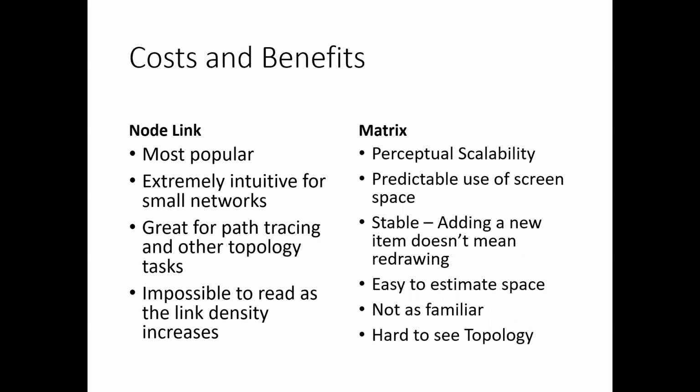The matrix is great for perceptual scalability, and it's actually one of the easier tools for implementing graph algorithms, but it can take up more space than jagged arrays or linked list implementations in terms of programming. That being said, as a visualization it has a predictable use of space. Adding a new item or a new link doesn't mean redrawing the entire thing. It's easy to estimate how much space you need because it's an n by n matrix, but it's not as familiar to people, and it can be really hard to see what the topology or the underlying structures are.